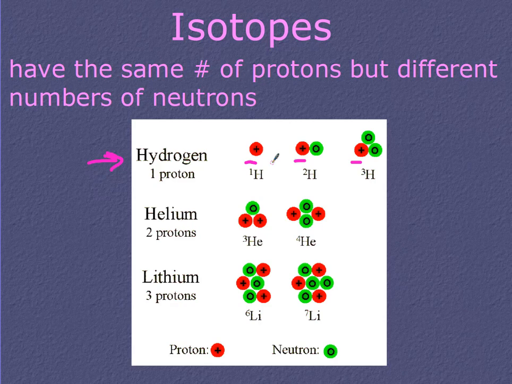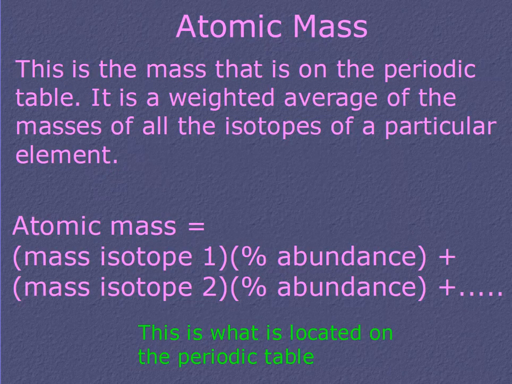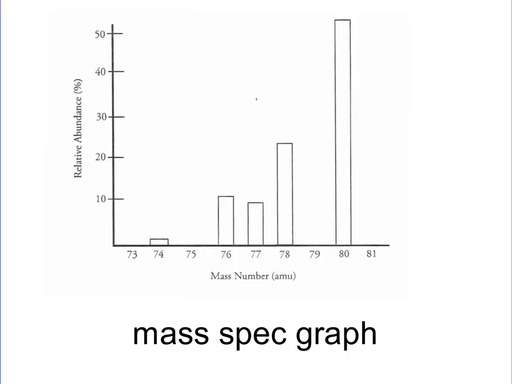Because they have different numbers of neutrons, they're going to have different masses, which is that top number. To calculate the average atomic mass, it's a weighted average of all the masses of isotopes of a particular element. So you do mass times percent plus mass times percent plus mass times percent, but your percent would need to be in decimal form. So if it was 40% abundant, we would use 0.40. Either that or you divide by 100 at the very end. This average atomic mass is what's located on the periodic table.